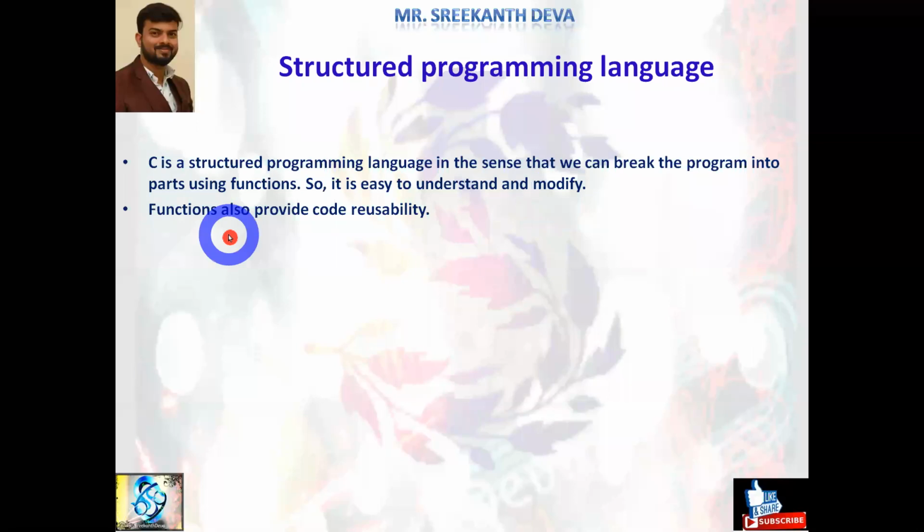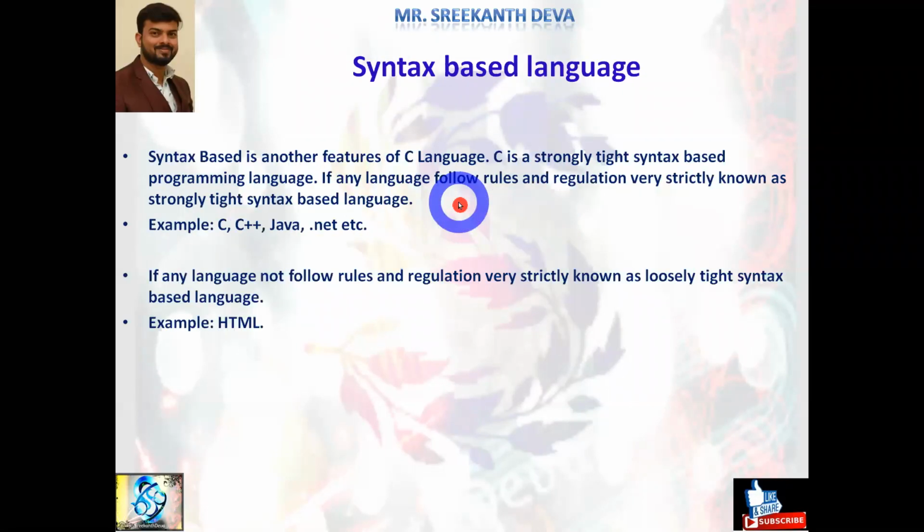The next important feature is that C is a syntax based language. Syntax means a set of rules we must maintain mandatorily. If you are not maintaining proper syntax while developing a C based application, the compiler is responsible to generate what? Compile time errors. Syntax based is another feature of C language. C is a strongly typed syntax based programming language. If any language follows rules and regulations very strictly, it is known as a strongly typed syntax based language.